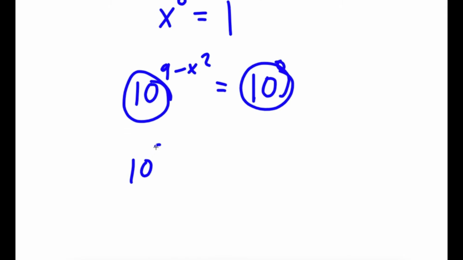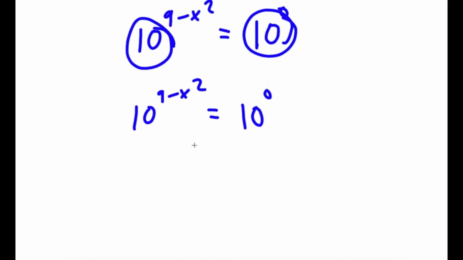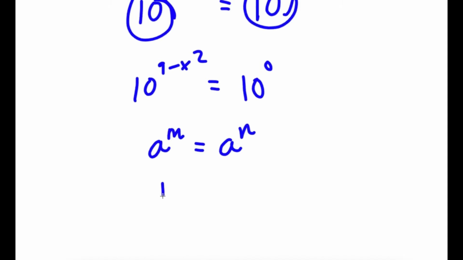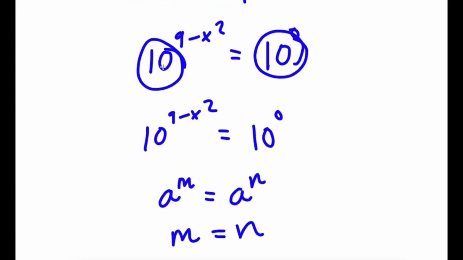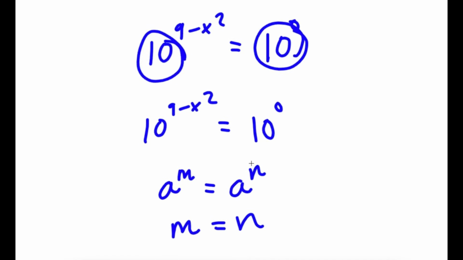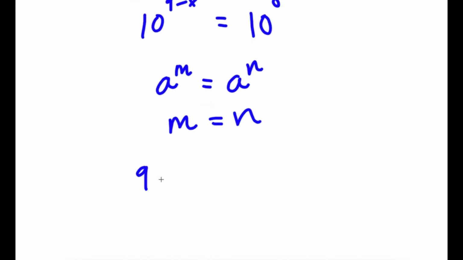So now I have 10 to the power of 9 minus x squared is equal to 10 to the power of 0. And if I have something in the form a to the power of m is equal to a to the power of n, this means that m is equal to n. Meaning over here, because both of our bases are the same, they both are 10, our exponents are going to be equal to each other as well, meaning 9 minus x squared is going to be equal to 0. So I have 9 minus x squared is equal to 0. Now, as you see, we have a simple equation to solve.